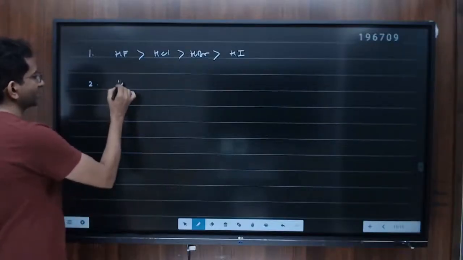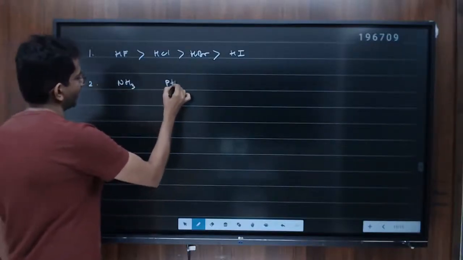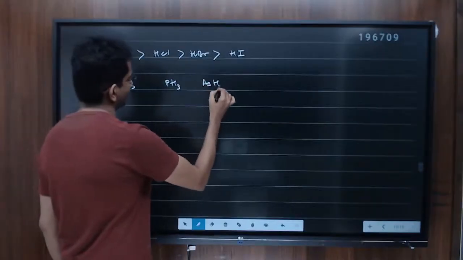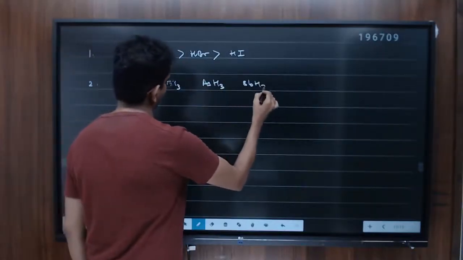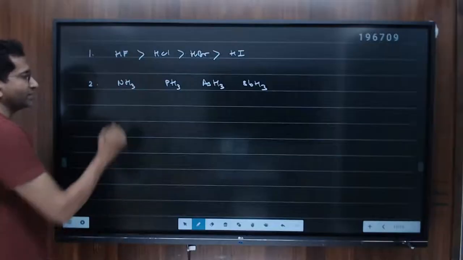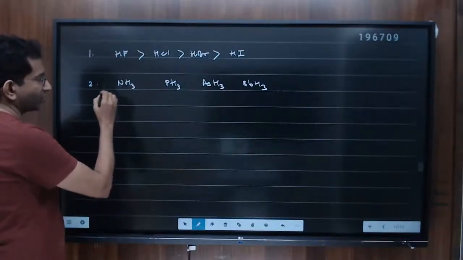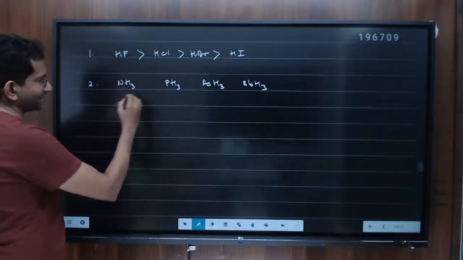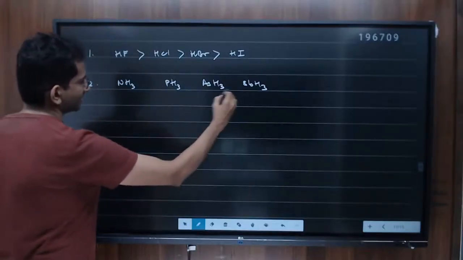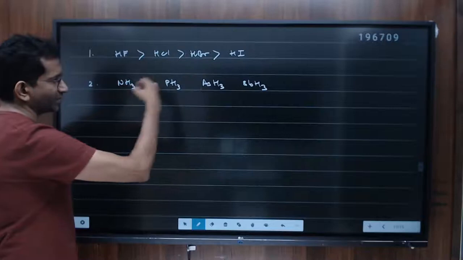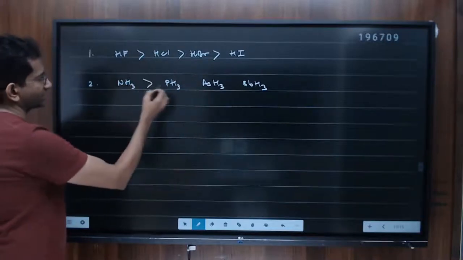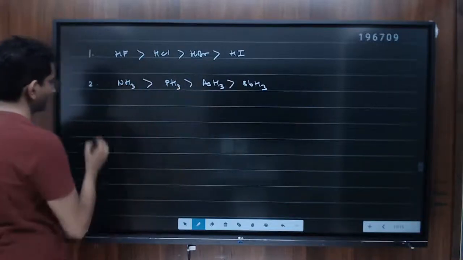Now if I give you the example of NH3, PH3, AsH3, SbH3, tell me. Now in this case, the overlap between what? Nitrogen is small in size, so the bond will be formed very easily. In PH3, AsH3, SbH3, the bond will become weaker and weaker, so the thermal stability will be in this order.